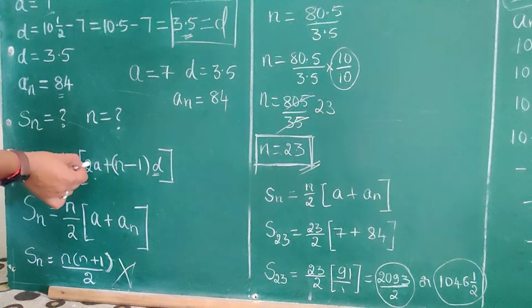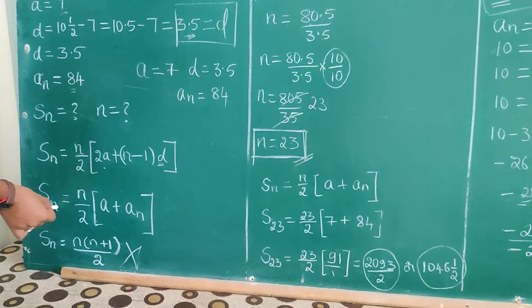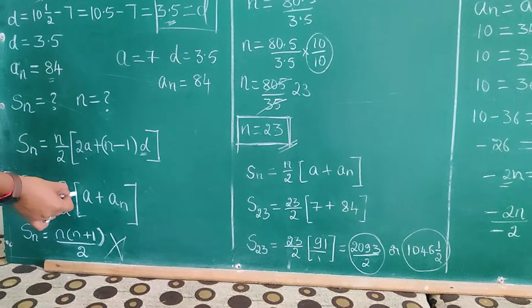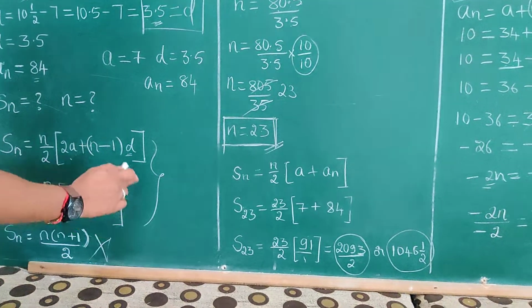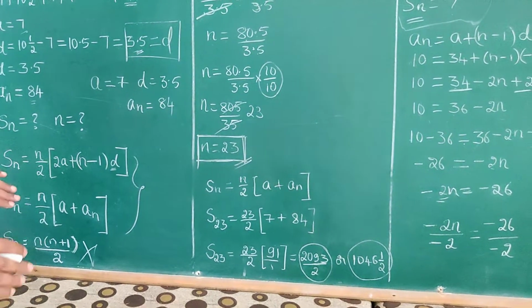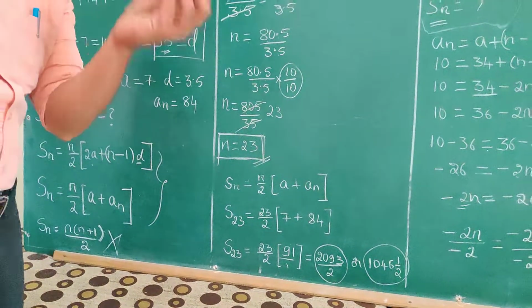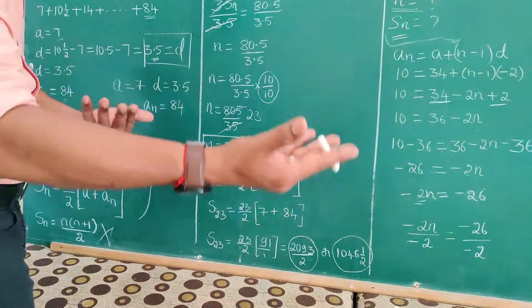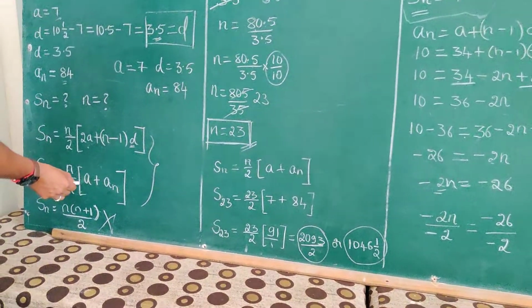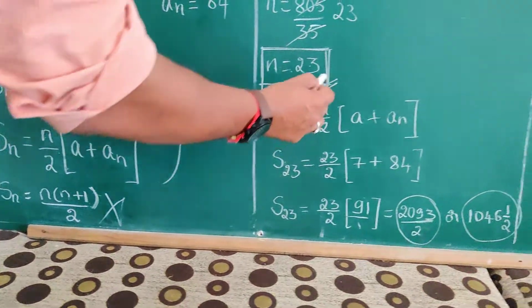Sn is equal to n by 2 into 2a plus n minus 1 into d, or Sn is equal to n by 2 into a plus an. You can take one of these formulas. If you substitute in one of these formulas, you will get the same answer. If you want, you can use both formulas and solve the problem. I am going to use the second one. Sn is equal to n by 2 into a plus an.